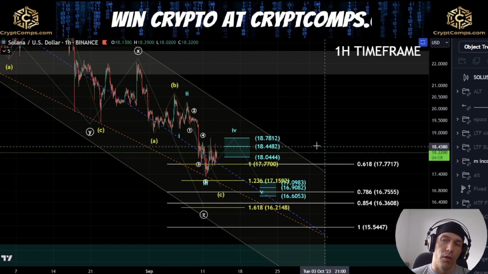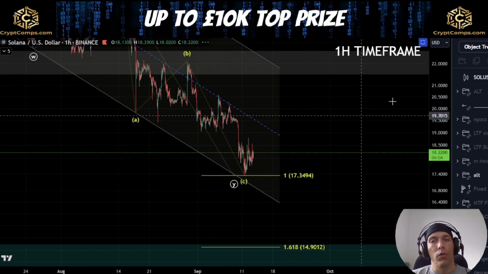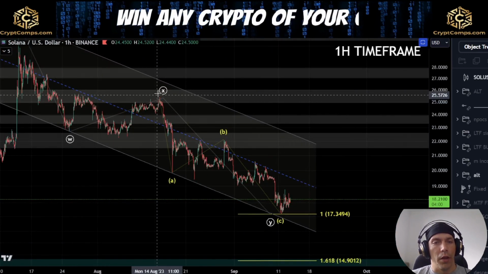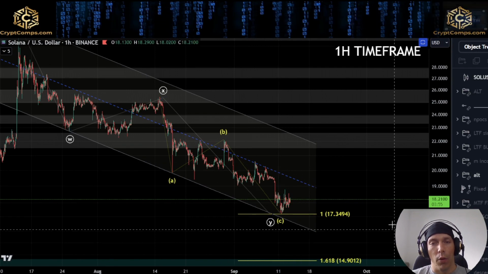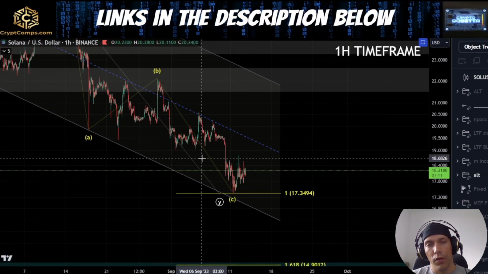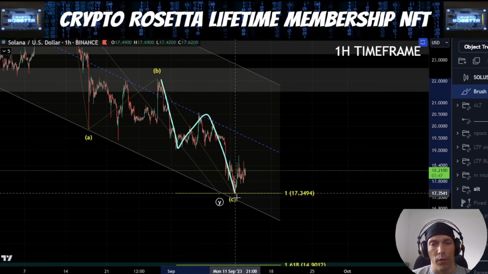Until we actually break out of the channel, we need to be careful of that continuation to the downside still. Now, it is also possible that this move could be extending out, where this is WX and then this is AB, and then we're looking for a C wave to the downside. Within this idea of having this as a C wave, at the moment we just have 3 waves. We have A, B, and C to the downside.